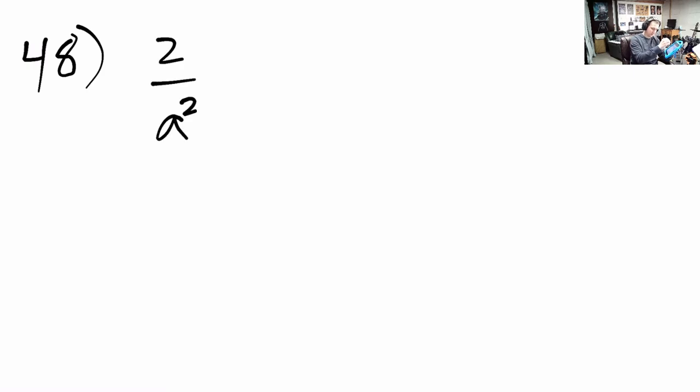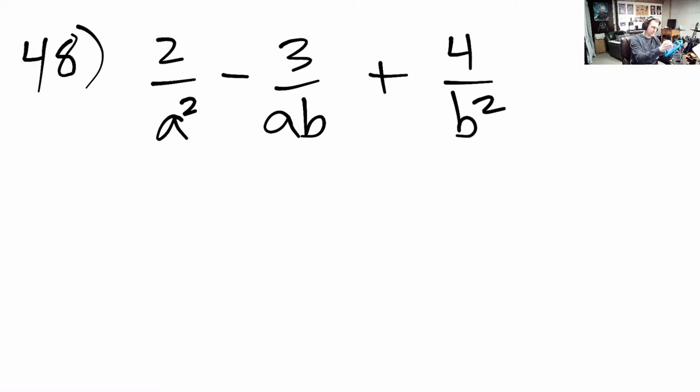Okay, so next problem is this one. I want you to simplify this. This is problem 47. Forget it, I'm gonna skip to 48. It's a little bit less intuitive, but more explanatory for what's going on. So A and B, we've got two variables. We've got 3 fractions.